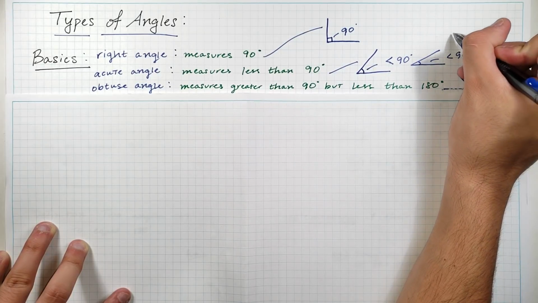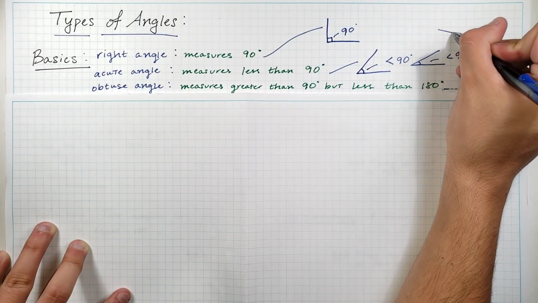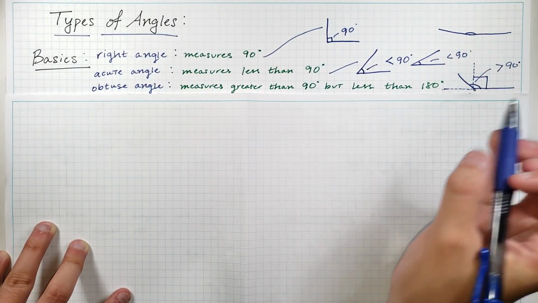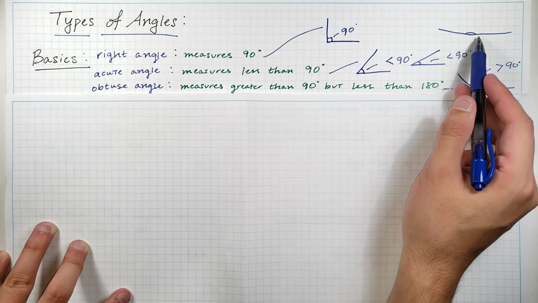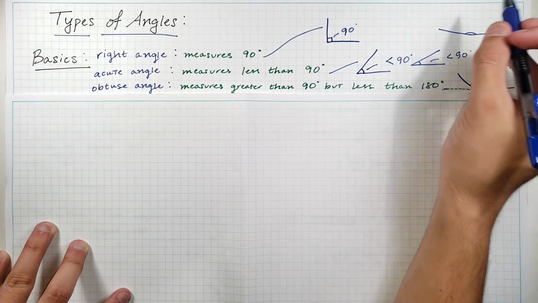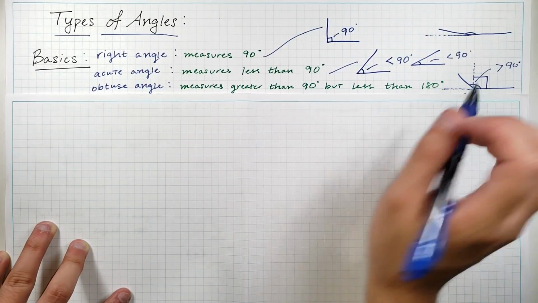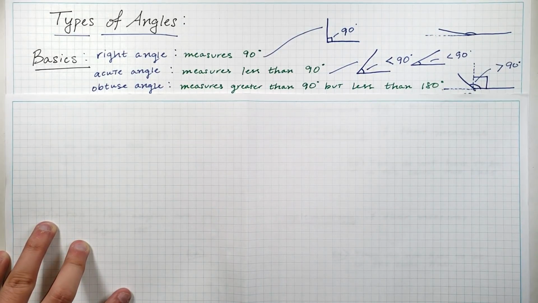So for example, this would be another obtuse angle. All right, it looks kind of straight, but it's not straight. The angle is very large, but it's less than 180. 180 comes from a straight line, and that's going to be the new angle that we're going to talk about.